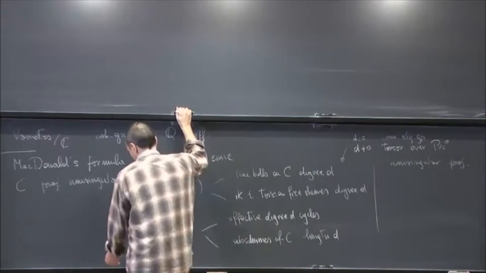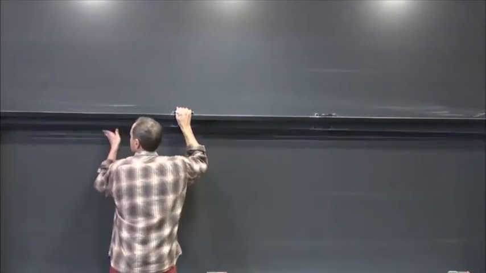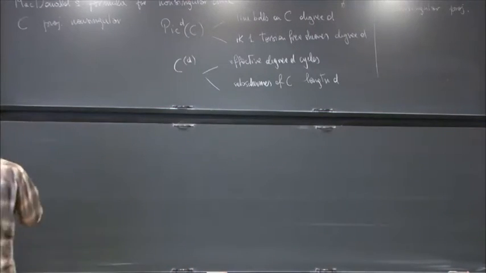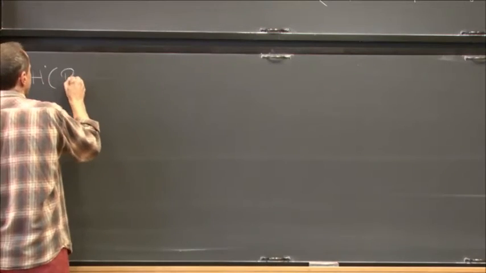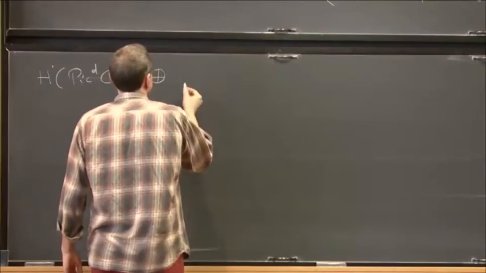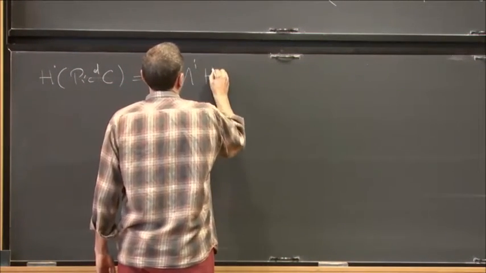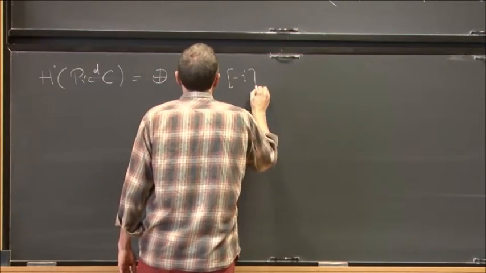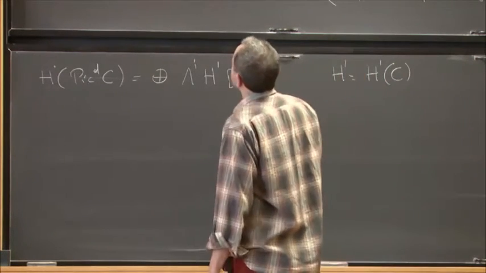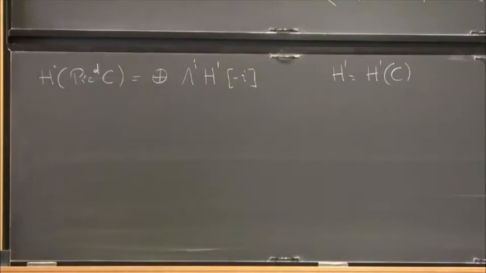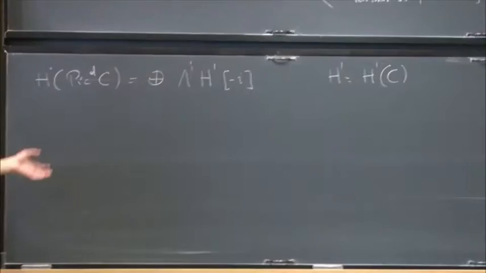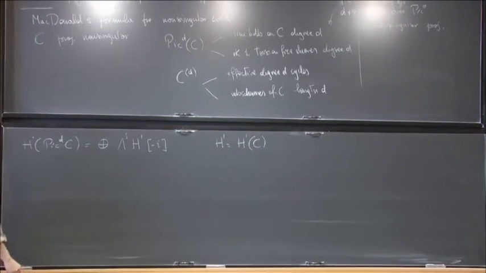So what about the cohomology groups? Well, this is quite easy. So the cohomology groups of any Picard thing is just the direct sum of lambda i H1, in degree i. So H1, I mean first cohomology group of C. I think C is connected, but doesn't really matter. And in degree i means only that I put actually the Hodge structure in degree i.